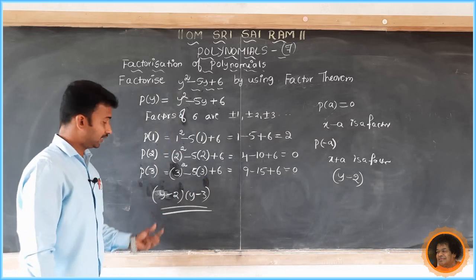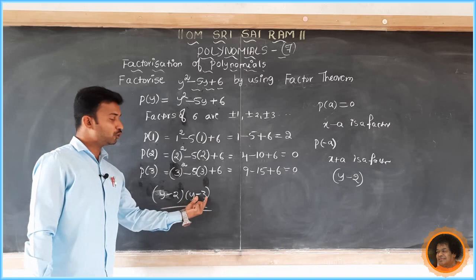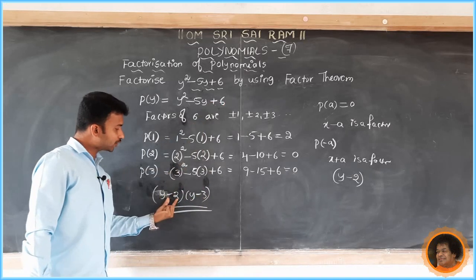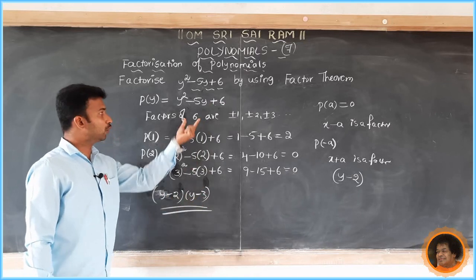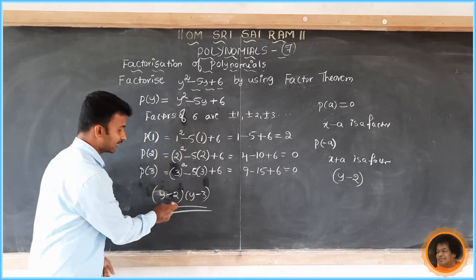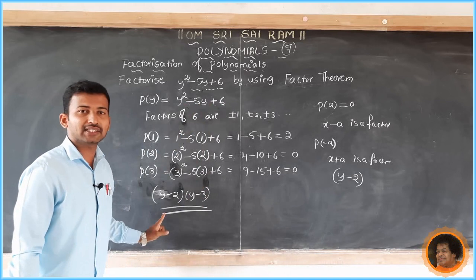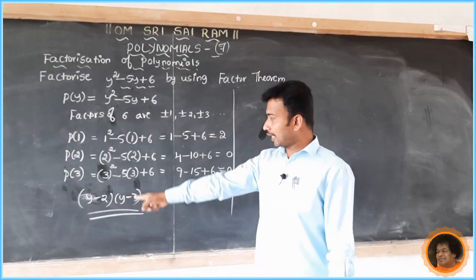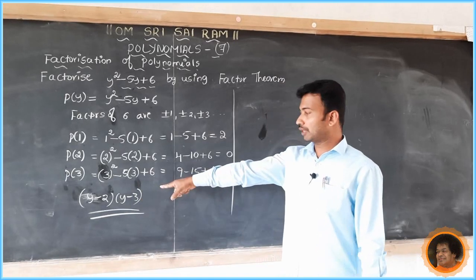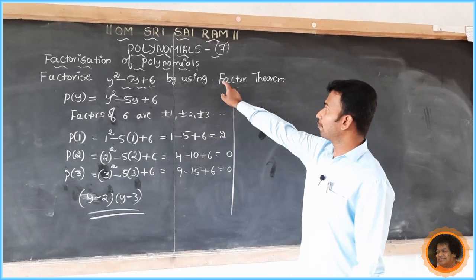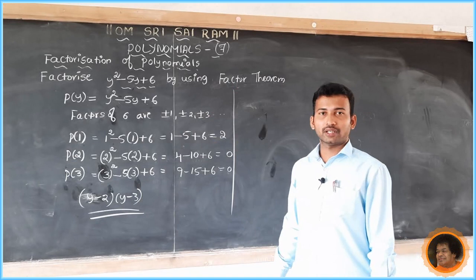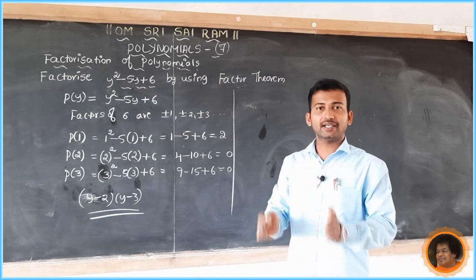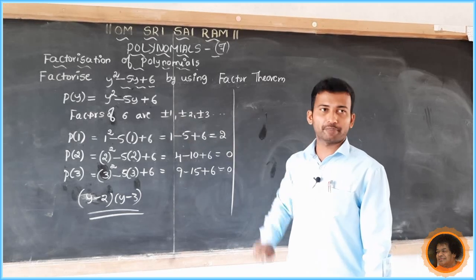Let us check it. Minus 2 into minus 3 is equal to plus 6. Minus 2 minus 3 is equal to minus 5. So, this is correct. These are the two factors of this polynomial. There are two factors, y minus 2 and y minus 3, by the factor theorem. It can also be factorized by using the splitting of the middle term of this polynomial.